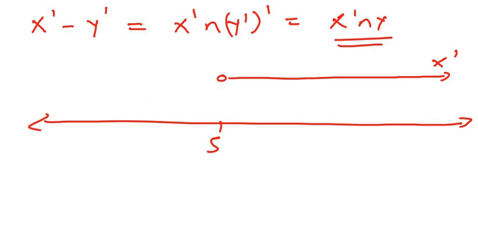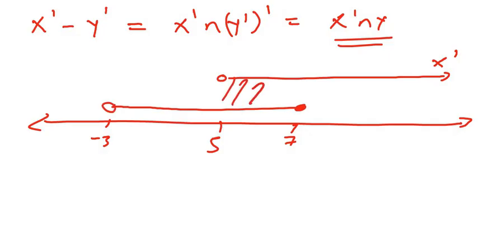Then Y is a set from -3, that's -3 to 7. -3 to 7, and it's closed at 7, and it's open this side. We're looking for the intersection, so the intersection is just going to be from 5 to, this is going to be open at 5 to 7, closed. So that's the answer for the first case.